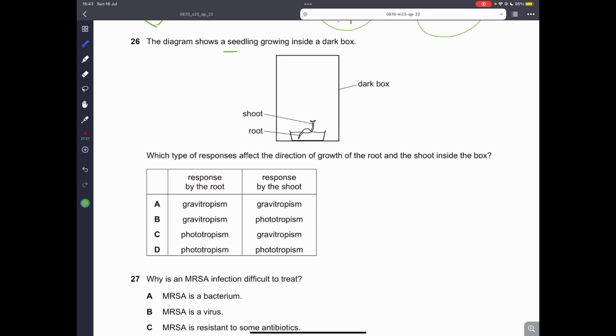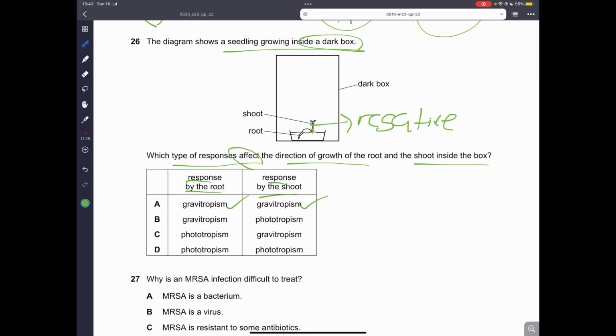Question 26. The diagram shows a seedling growing inside a dark box. Which type of responses affect the direction of growth of the root and the shoot inside the box? Now here, we see that the response by the root will always respond to gravitropism. It has positive gravitropism. It will grow towards gravity. The response by the shoot here will also be gravitropism. And here it is going against gravity, therefore it has negative gravitropism.